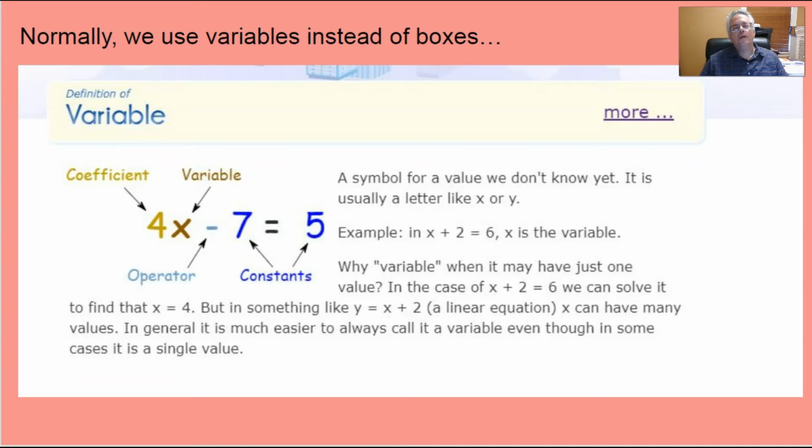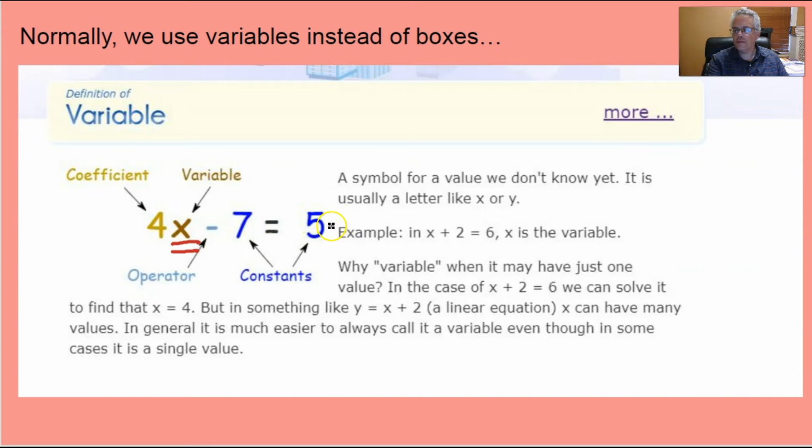All right, now, normally in algebra, we're not going to use boxes, but the idea of a variable is very similar. Instead of using a box, we're going to use a letter to represent an unknown number. Sometimes it's a number we're trying to figure out, and we just don't know it yet. We need to give it a name. And so it could be X, Y, usually any letter will do. So you'll see different letters as variables. But it's a symbol for a value we don't know yet. For instance, here, we're trying to figure out 4 times what number minus 7 equals 5.